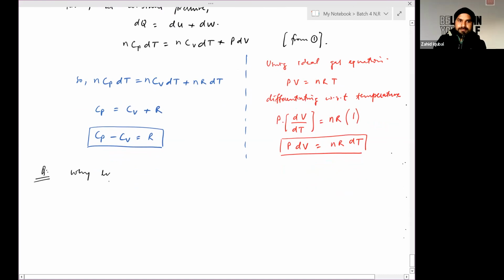Why do tires of a vehicle on a long drive get burst? Any idea?